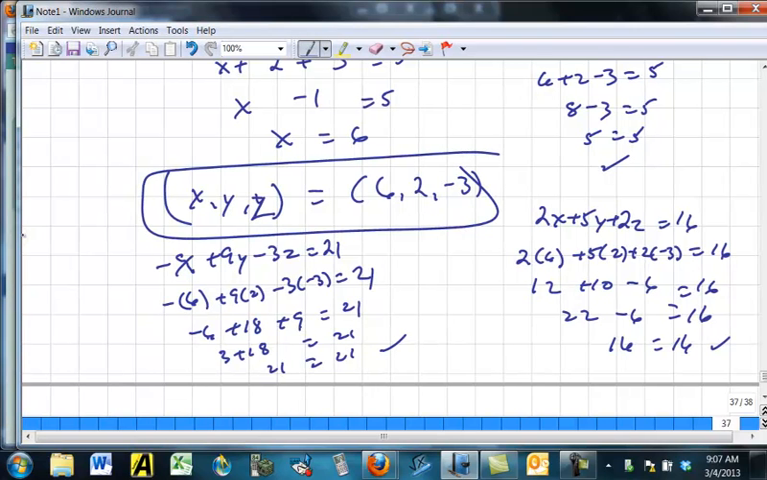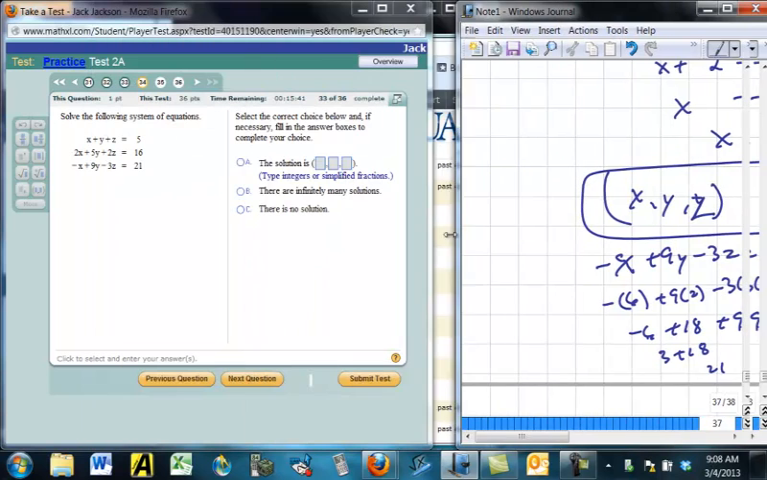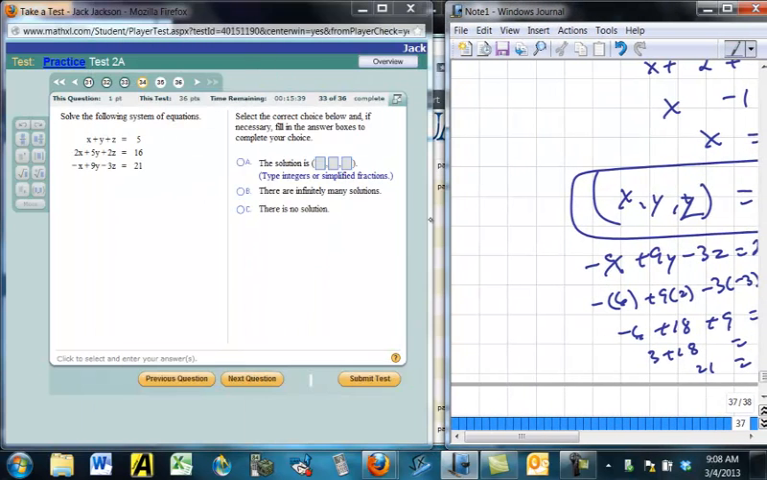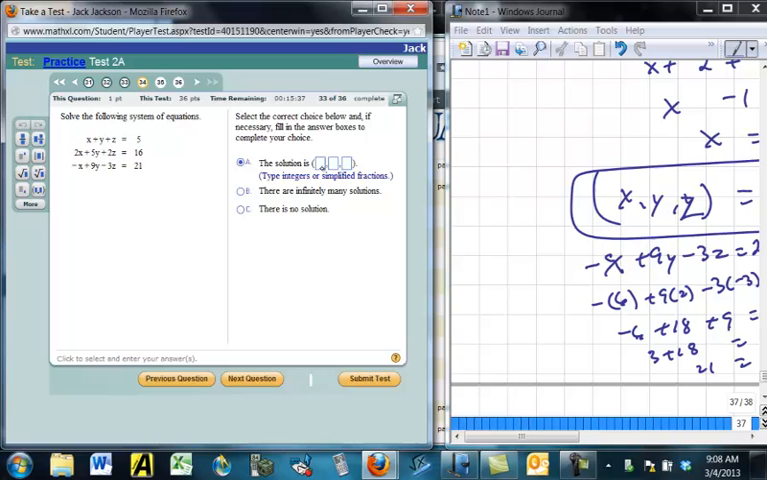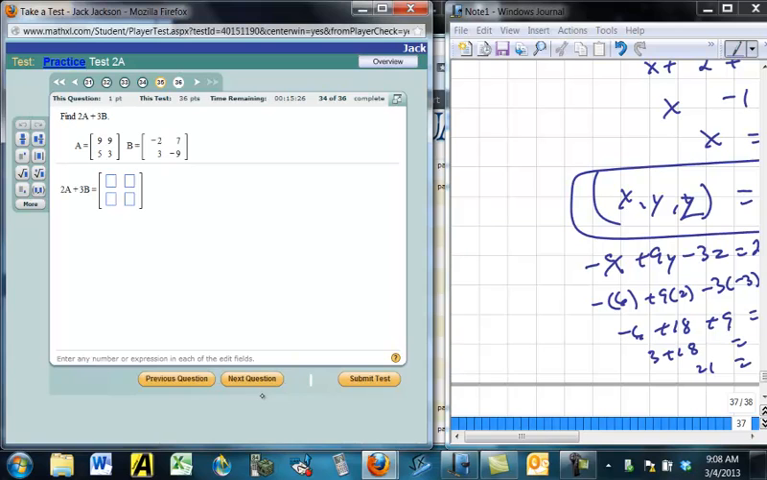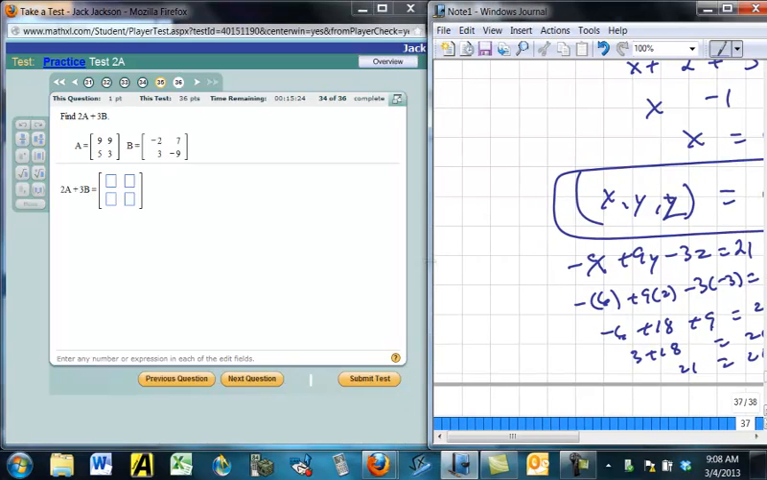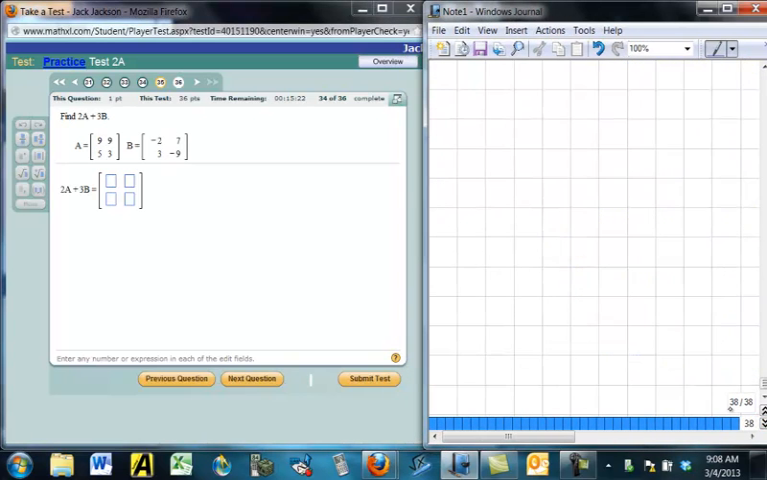6, 2, negative 3. So it has a unique solution. 6, 2, and negative 3. Okay, you could have easily used a Gauss-Jordan method on that as well.